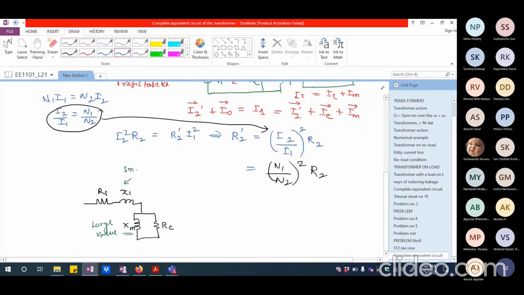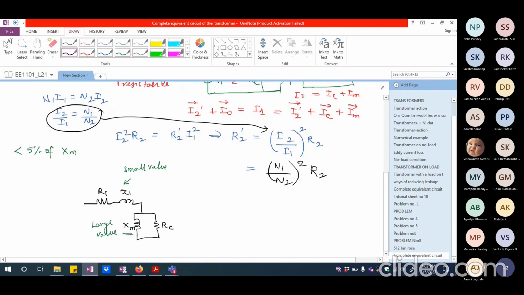Whereas this will be a small value. Again, large and small are relative. To tell you, this leakage will be only about 5% of XM or less than 5% of XM. In fact, X1 plus X2 both put together will be less than 5% of XM, generally in a good transformer. If you deliberately design a bad transformer, it's different. Okay, I can always make more air gap and then allow a lot of flux to leak. But that is not the point. If I want really a good, working transformer, then I have to minimize the leakage.